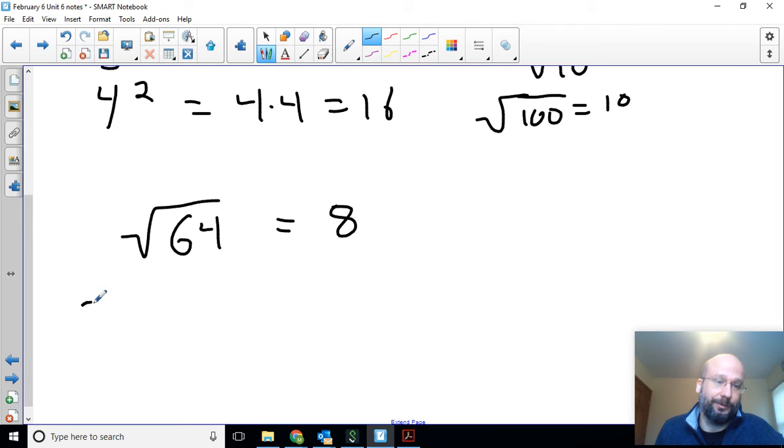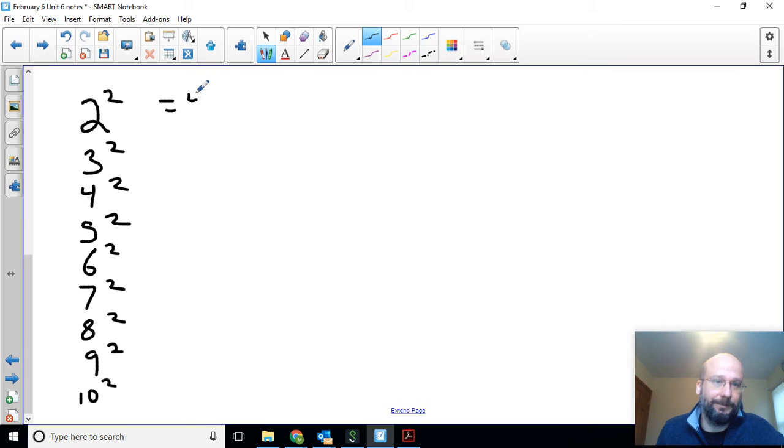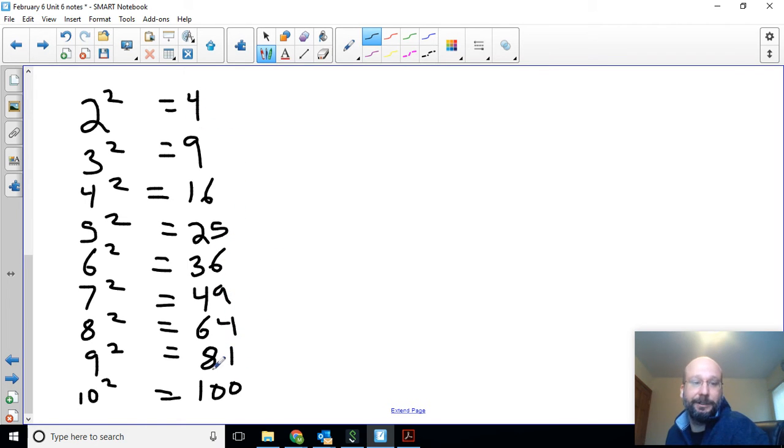Perfect squares. So if we made a list, and I'm not going to make the whole list, 2 times 2 is 4. 3 times 3 is 9. 4 times 4 is 16. 5 times 5 is 25. 6 times 6 is 36. 7 times 7 is 49. 8 times 8 is 64. 9 times 9 is 81. 10 times 10 is 100. You should know these perfect squares. 4, 9, 16, 25, 36, 49, 64, 81, 100, right? From 2 to 10. 1 is 1. So these are your perfect squares.